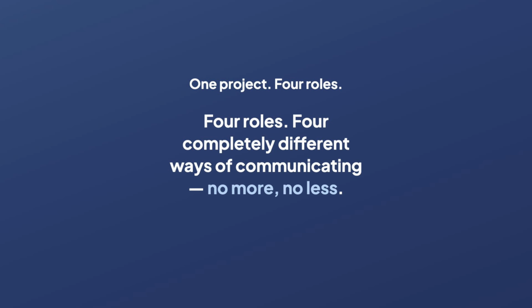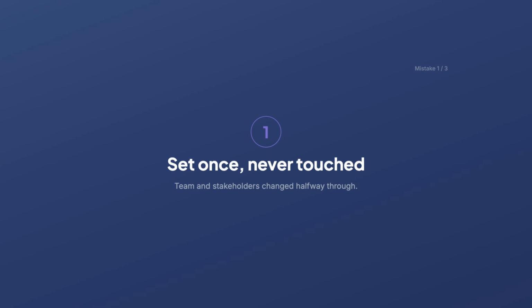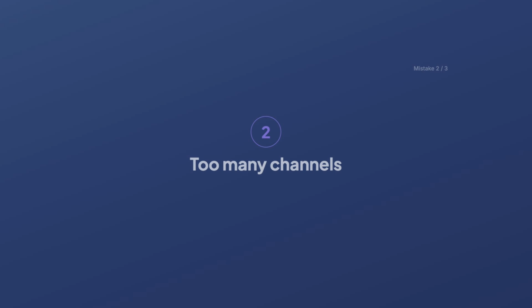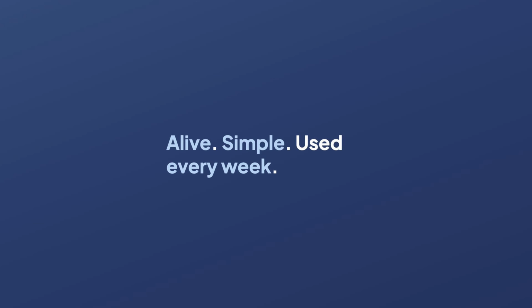No more, no less. 3 mistakes I see most often. First, the plan was written once at kickoff and never touched again, while the team and stakeholders changed by half over 3 months. Second, too many channels. If the project status can be found in 5 different places, nobody's going to look for it. Third, the plan exists, but nobody, including the PM, actually follows it. It just lives as a file in Confluence. A communication plan only works if it stays alive, stays simple, and gets used every single week.